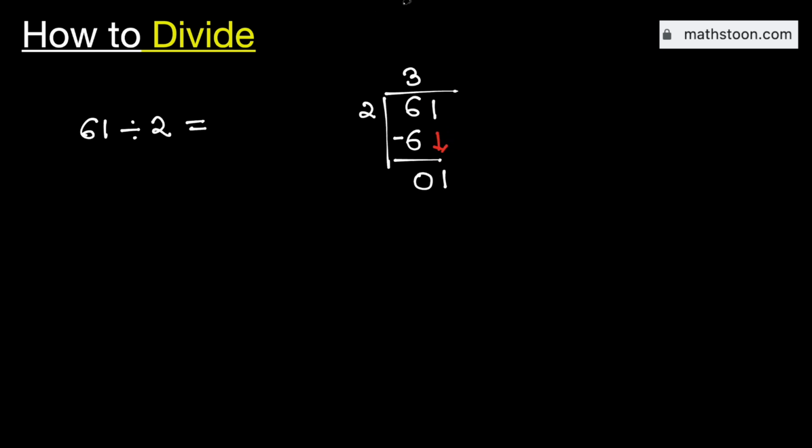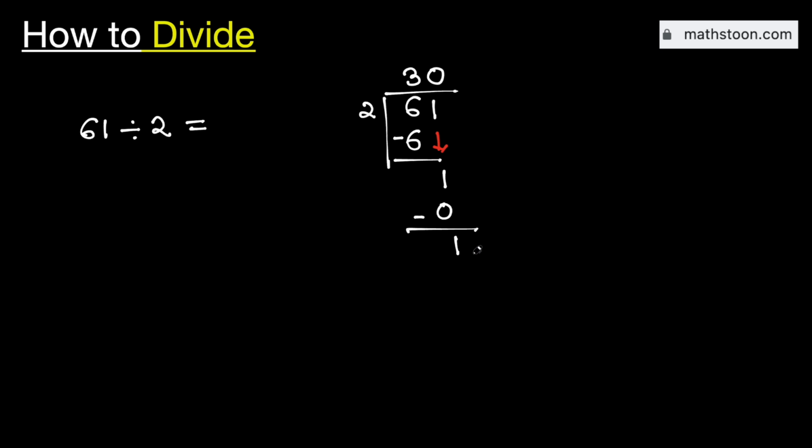Now see that this is the number 1. So we will remove this 0. And we know that 2 times 0 is 0. Subtract, we get 1. 1 is less than 2 and we have no number to bring down here.